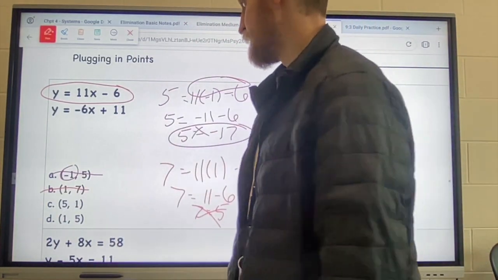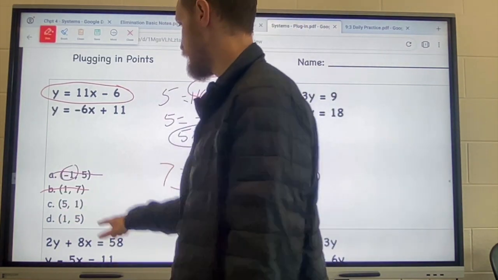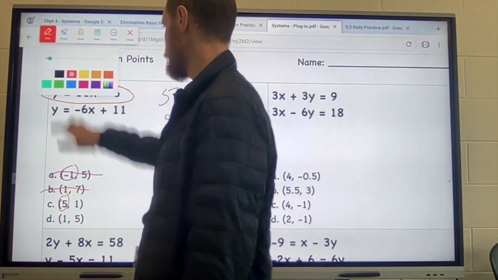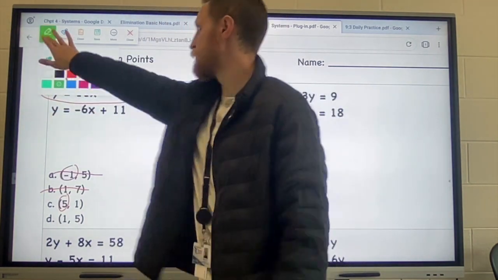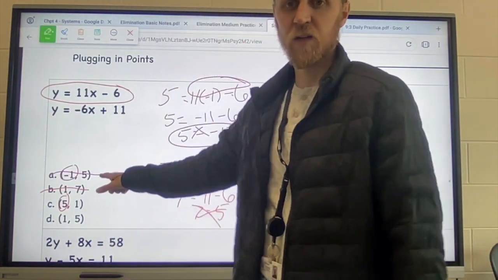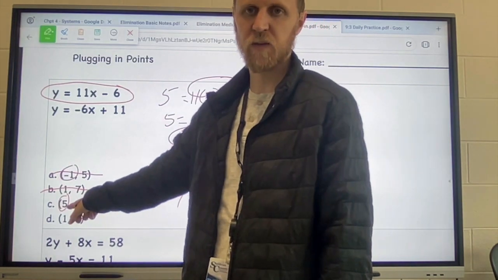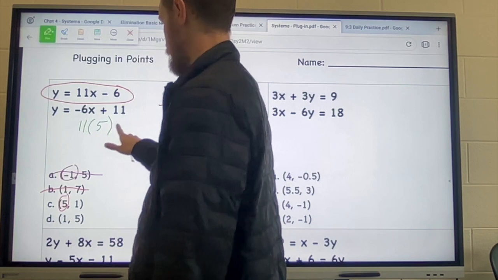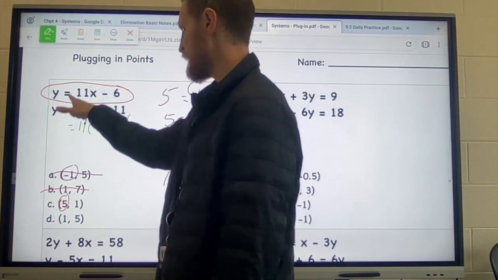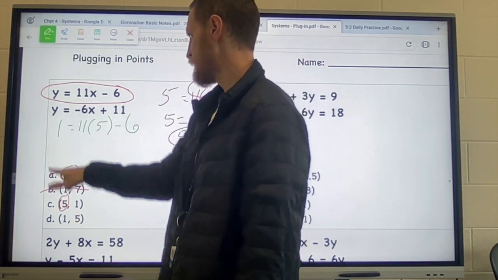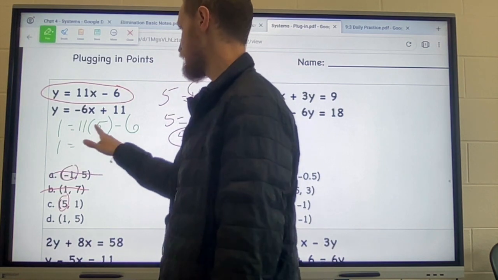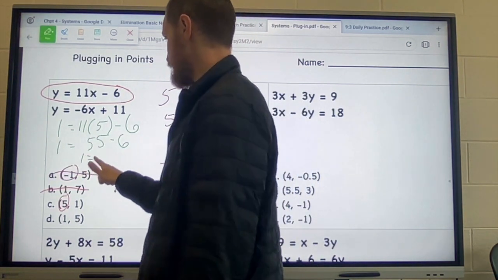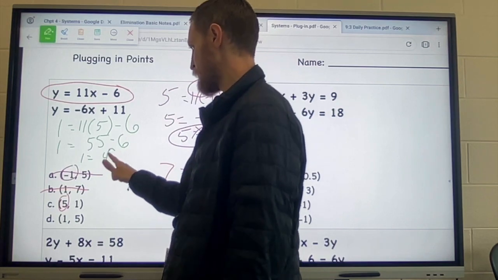5, 1. Well, 5, 1. That's my x value. Let's put that in for x. Here, I'll use a different color. I'm running out of room. Hopefully you wrote better than I did. So if I do the 5 right there, put it in for x. 11 times 5 minus 6. I should get an answer that equals y, which is 1. And I can already tell you this is not going to work because that's 55 minus 6. And that's not going to be 1. That's going to be 49.